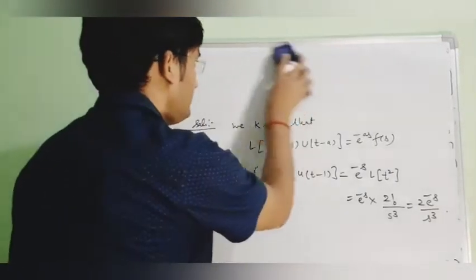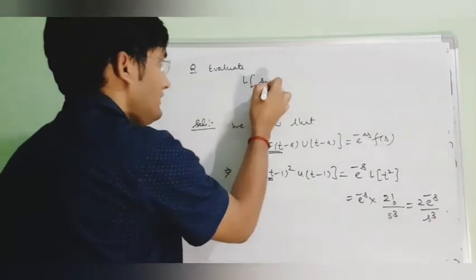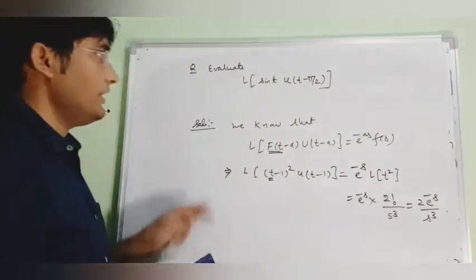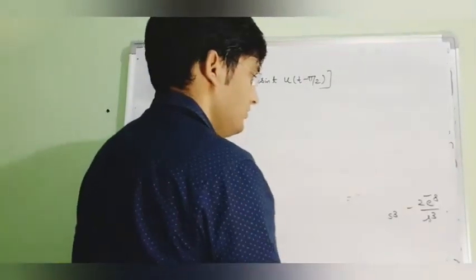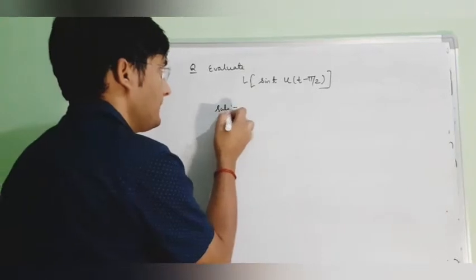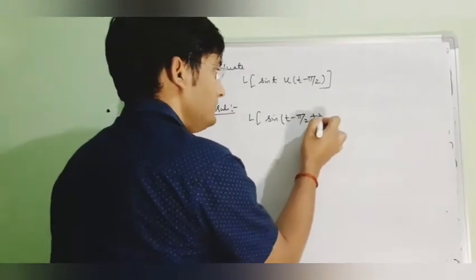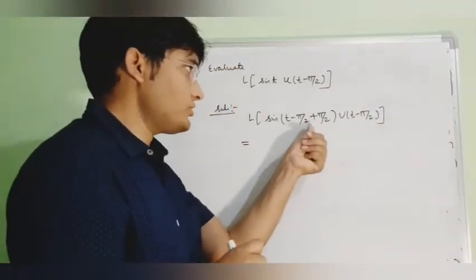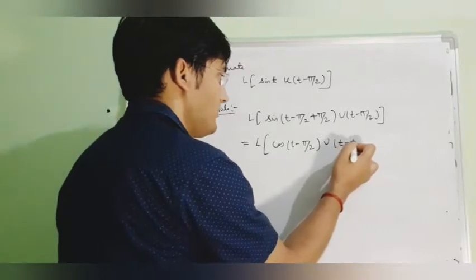Again, another question. Evaluate Laplace of sin t into u(t minus pi by 2). We will solve this question with the help of the second shifting formula. Your solution is, we can write this sin t as sin of (t minus pi by 2 plus pi by 2). We know that sin(90 plus theta) is cos theta. So this will be cos(t minus pi by 2) into u(t minus pi by 2).